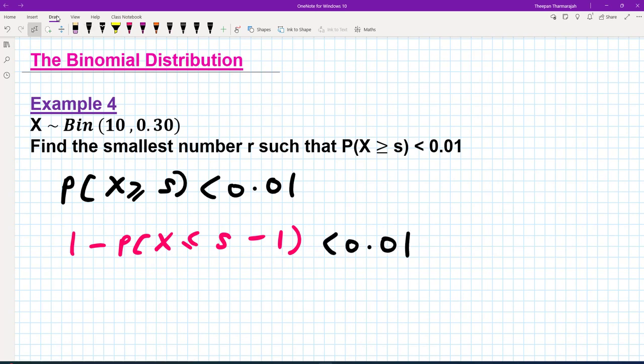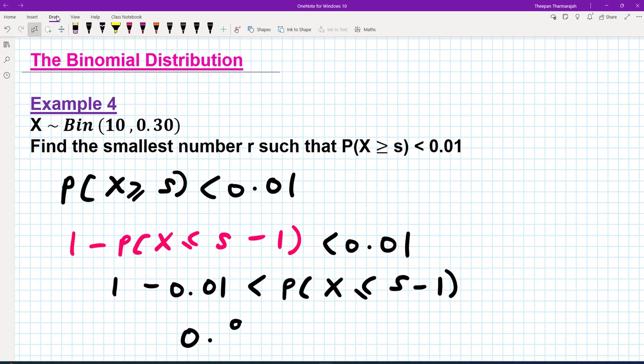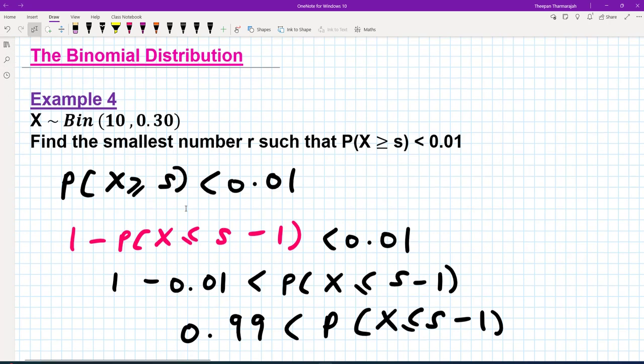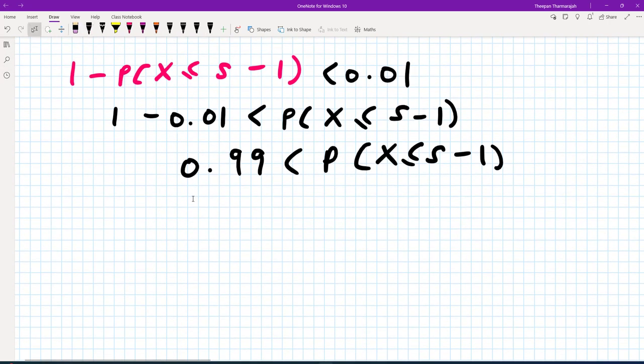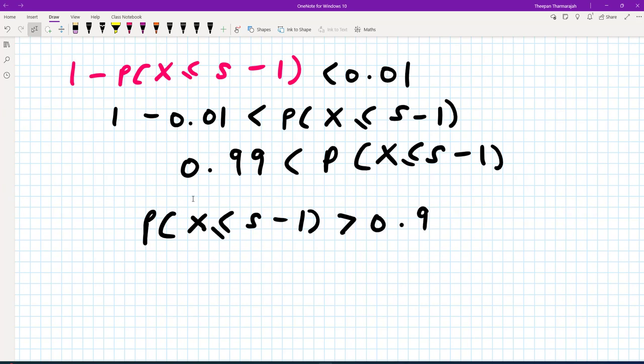Rearranging our inequality, we get 1 minus 0.01 is strictly less than the probability that x is less than or equal to s minus 1, which is 0.99 is strictly less than the probability that x is less than or equal to s minus 1. In other words, we could write that as the probability that x is less than or equal to s minus 1 is strictly greater than 0.99.